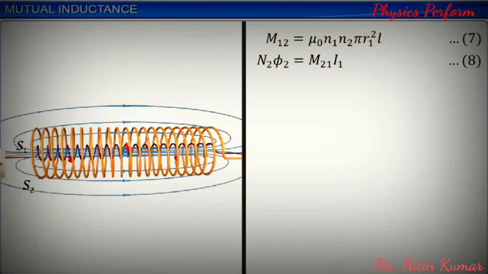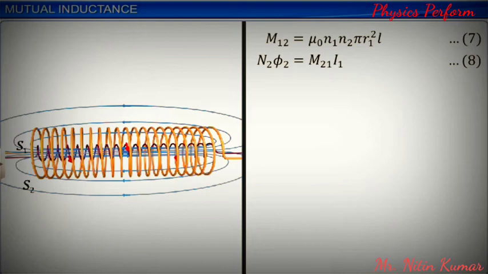Equating the right-hand side of equation 13 and equation 8 and simplifying, we get the expression M21 is equal to mu naught N1 N2 pi R1 square L. Let this be equation 14. Comparing equations 7 and 14, we get M12 is equal to M21. Let M12 equal to M21 be equal to M, which is equal to mu naught N1 N2 pi R1 square L.